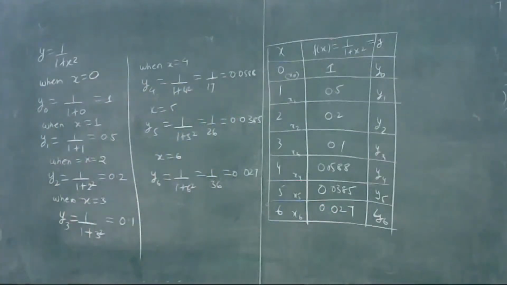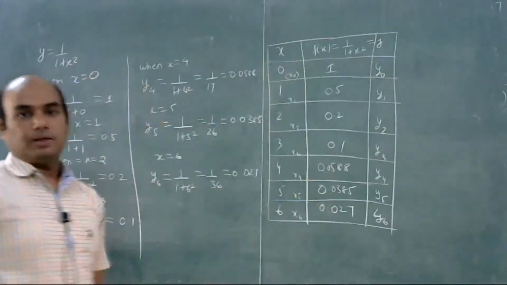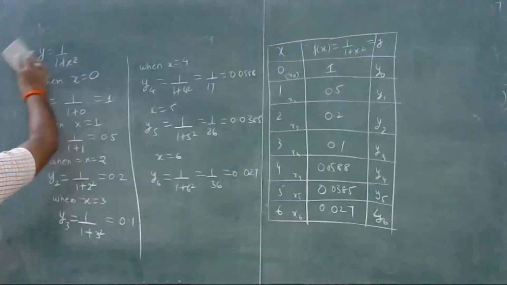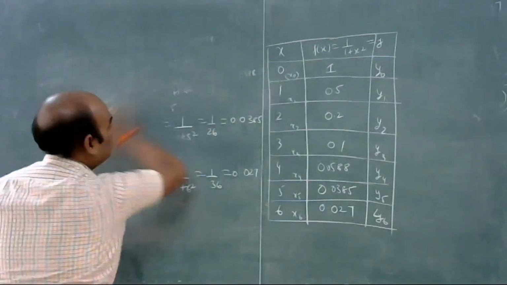Okay, so you can find the values of y like this. We have to take f of x, that is y is equal to 1 upon 1 plus x square, and substitute the values of x equal to 0, 1, 2, 3, 4, 5, 6 and find the corresponding values y0, y1, y2, y3, y4, y5, y6, and prepare this table. Now we'll find the value of the integration of 1 upon 1 plus x square dx by using different rules.